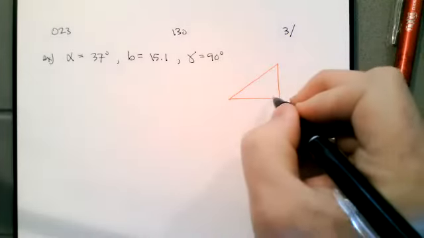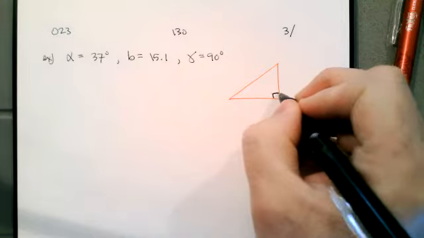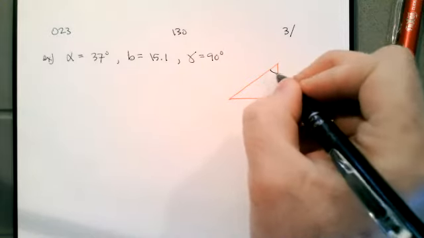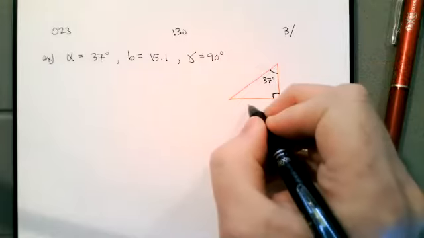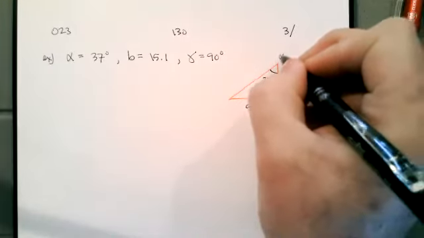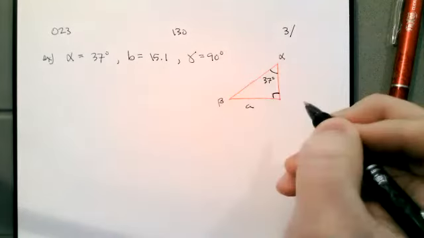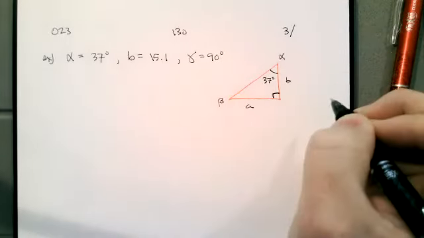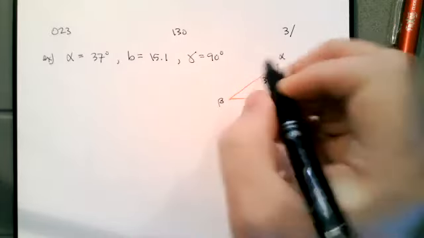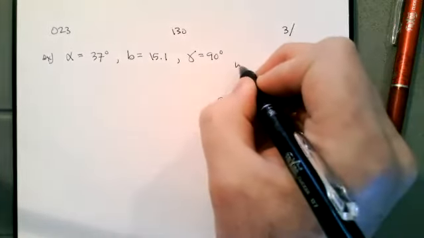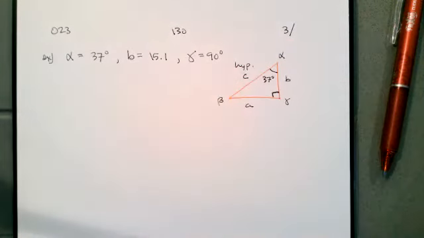So we're given gamma is 90, alpha is 37 degrees, and side, so this is side A, if that's alpha, then beta will be the other acute angle, and side B will be opposite that. Our gamma is our right angle, and so C is going to be our hypotenuse. So here's our given information.